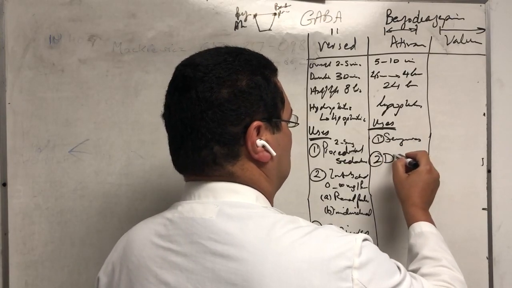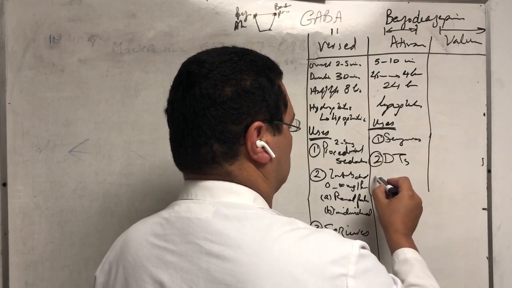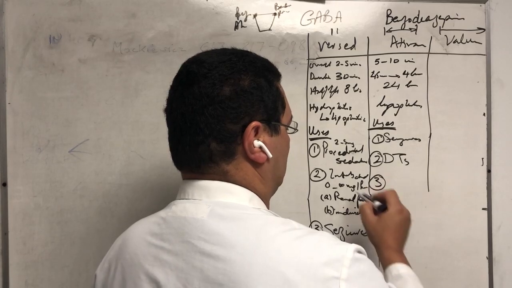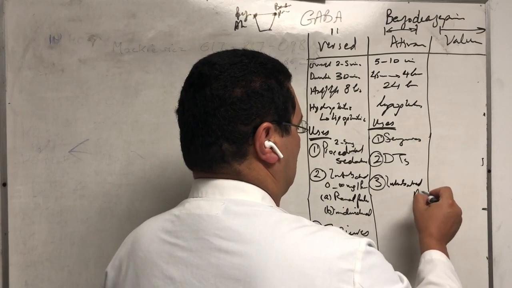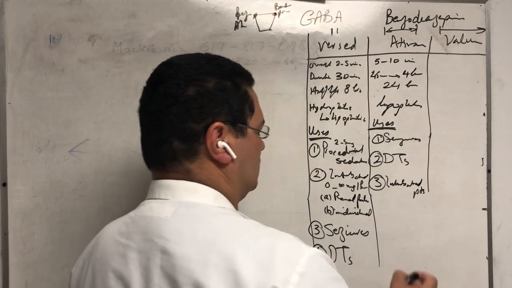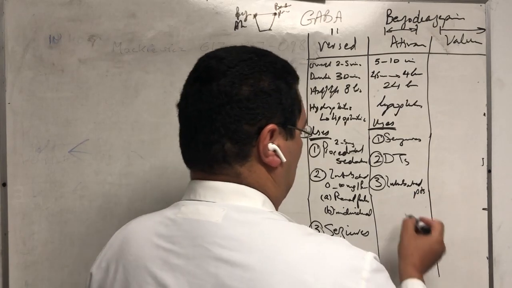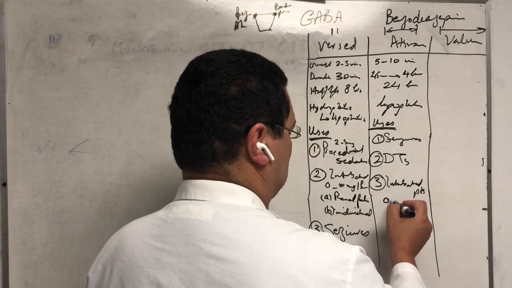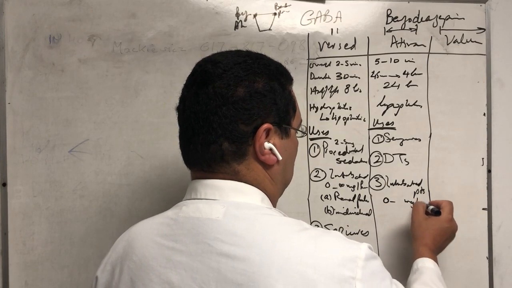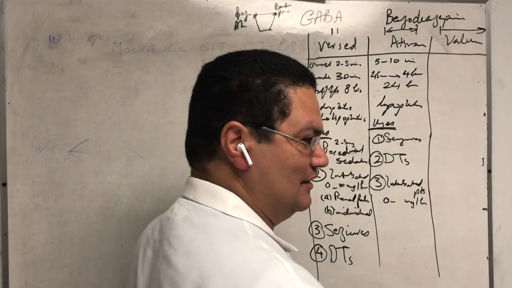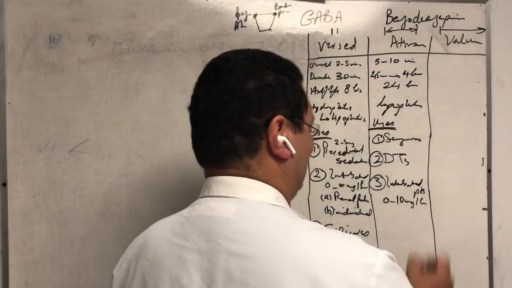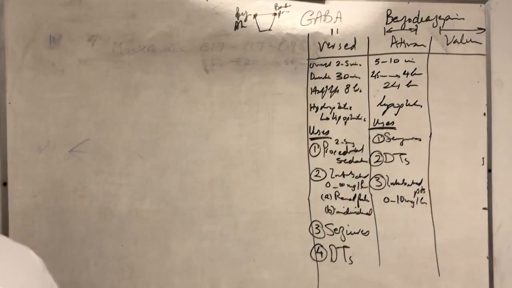It can be used for DTs, and we know we can use it for CIWA. Also, we know we can use it for drips. Intubated patients. We stopped using it for intubated patients about a year ago or so, but it can be used for intubated patients. It's 0 to what, Professor? No, 10. Trick question.